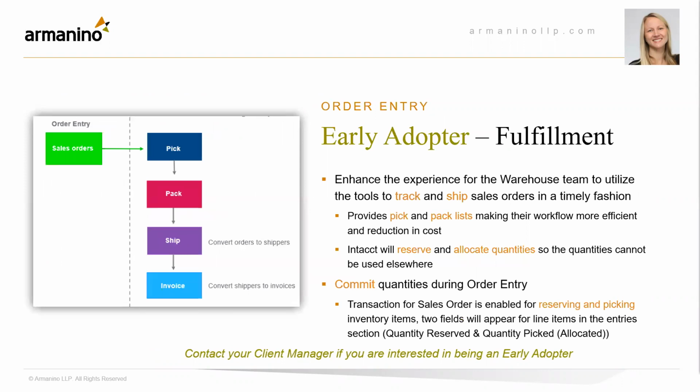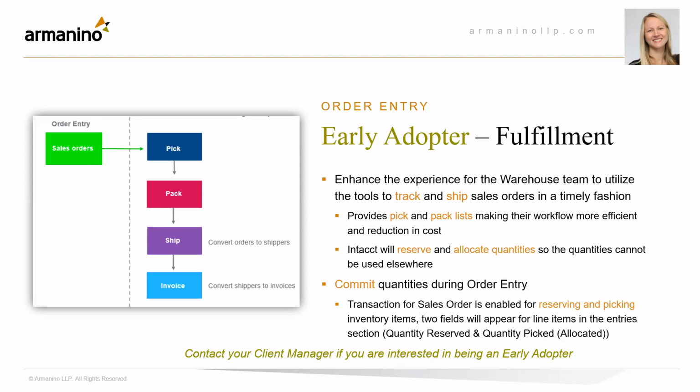Okay, another early adopter release is some updates to the fulfillment process. So they enhance the experience for the warehouse team to utilize the tools to track and ship sales orders in a timely fashion. So you see off to the left, they're going to offer different steps of pick, pack, ship, then invoice. Intacct will reserve and allocate quantities so the quantities cannot be used elsewhere. So if something is in inventory, but it's picked or packed for a specific sales order, it's going to be a committed quantity, which will be nice.